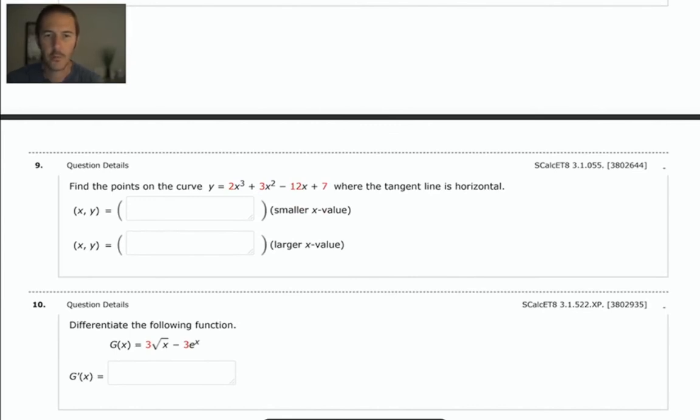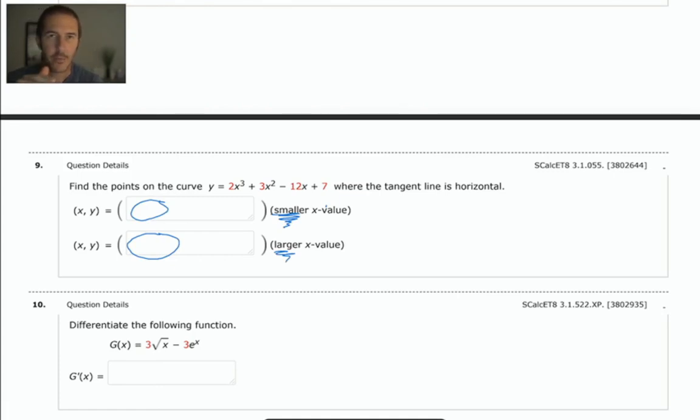Find the points on the curve where the tangent line is horizontal. You want the slope of your tangent line to be the same as the slope of a horizontal line. In other words, you want the slope of your tangent line to be 0. So you're going to take the derivative of the given function and set it equal to 0. And then you're going to solve, and you're going to get two x values. The smaller of your x values is going to go here. The larger of your x values is going to go here.